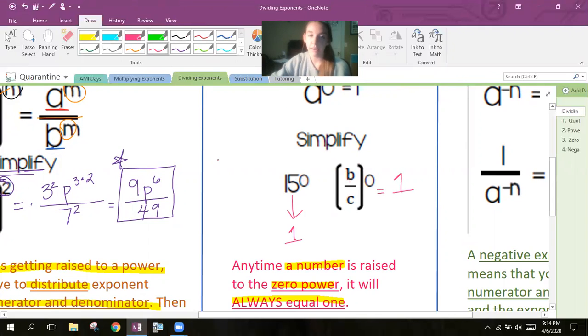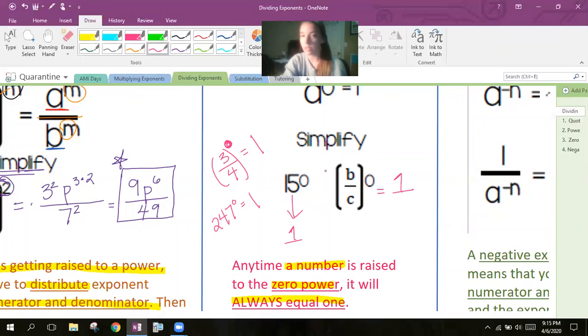Okay, we had 3/4 to the 0 power, 1. That looks like a 6. 0. Okay, you have 247 to the 0 power, 1. Okay, so that's the 0 exponent rule. Anytime it's raised to the 0 power, it's going to equal 1. Okay, so that's just something you're going to have to remember.